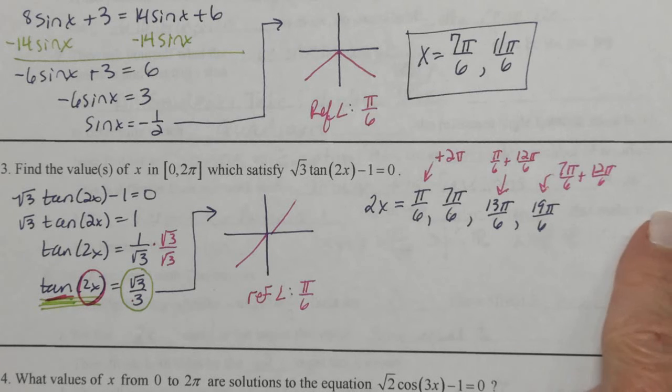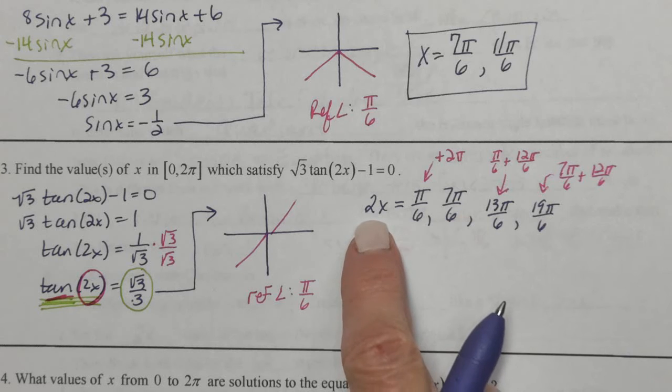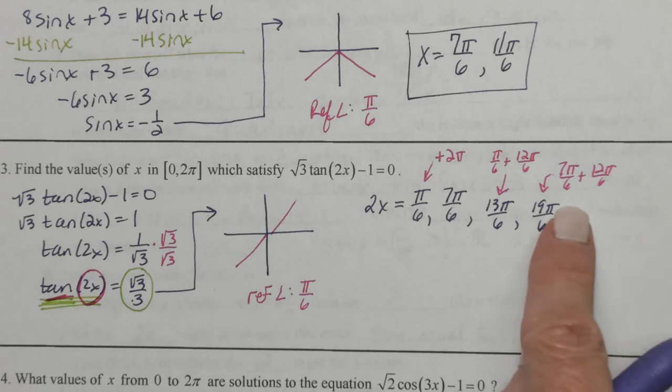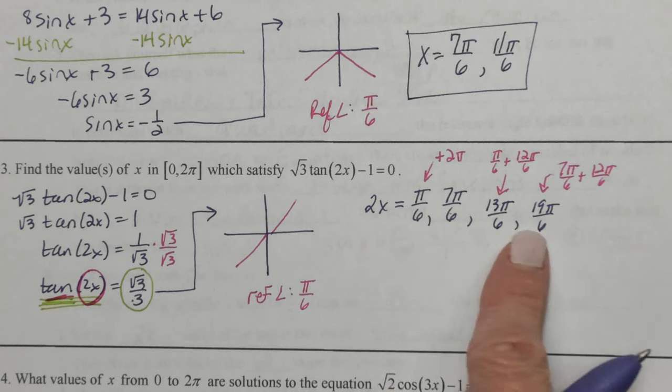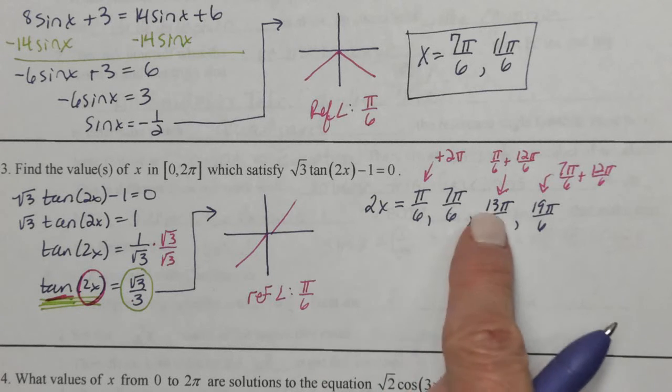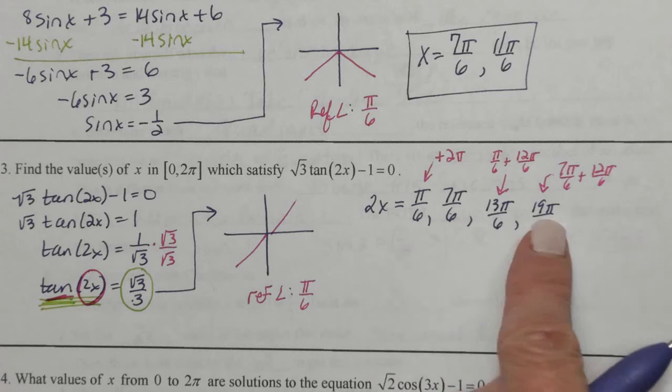If I kept going, then divided by 2, I would be over 2 pi. So I don't want to keep going. I'm just going to stop with this. If there's a 2 here, you're going to have double the number, so you're going to have 4 answers there.